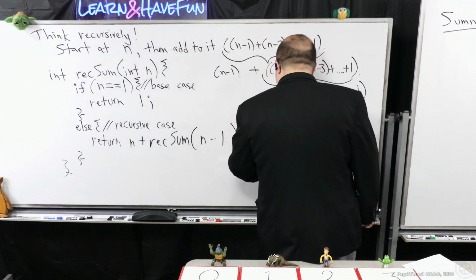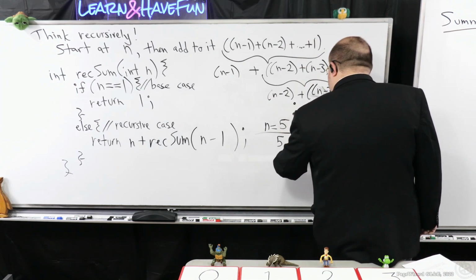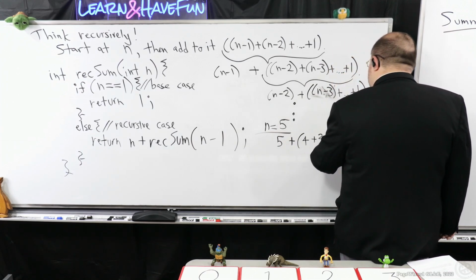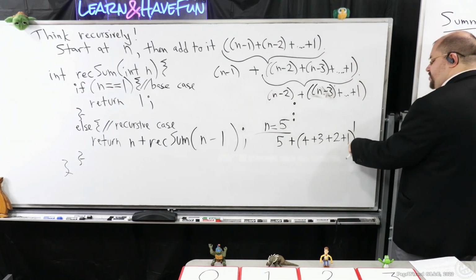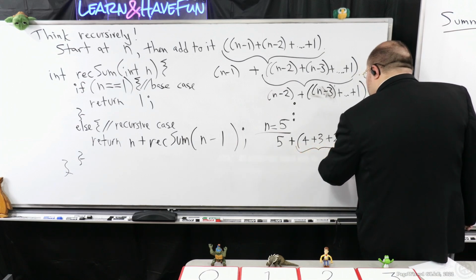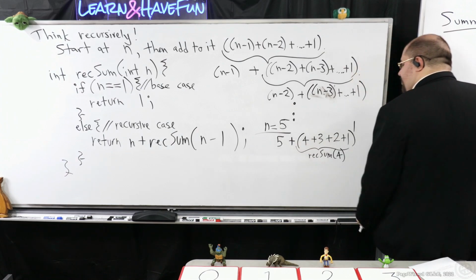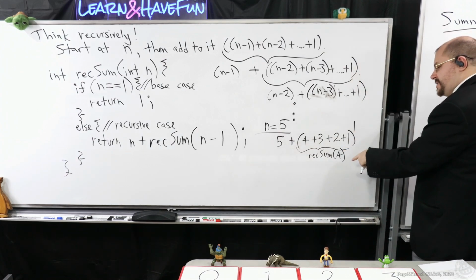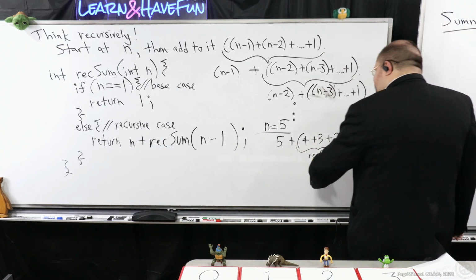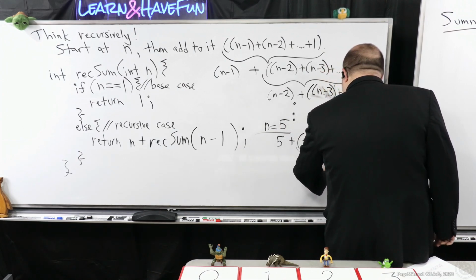Well, according to this, what I would do is the following. I would do 5 plus, well, the recursive call would be answering the following question: 4 plus 3 plus 2 plus 1. So that's what rec sum n minus 1 would be. So this is what rec sum 4 is. So we now take rec sum 4, and to answer this question, we have to answer rec sum 4, which is 4 plus whatever rec sum 3 is, right?